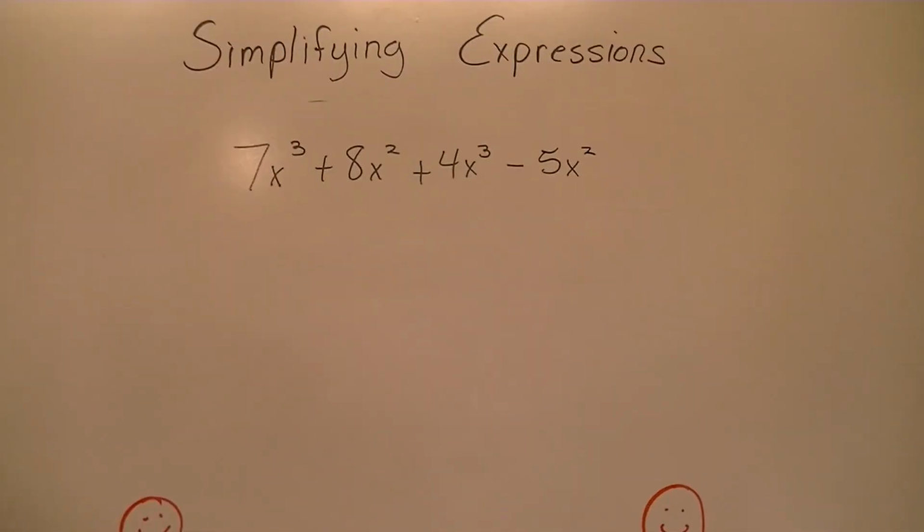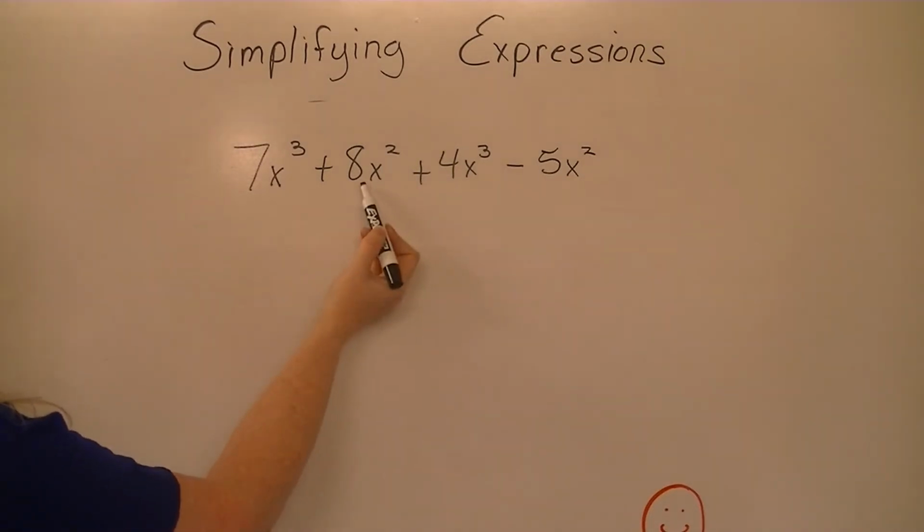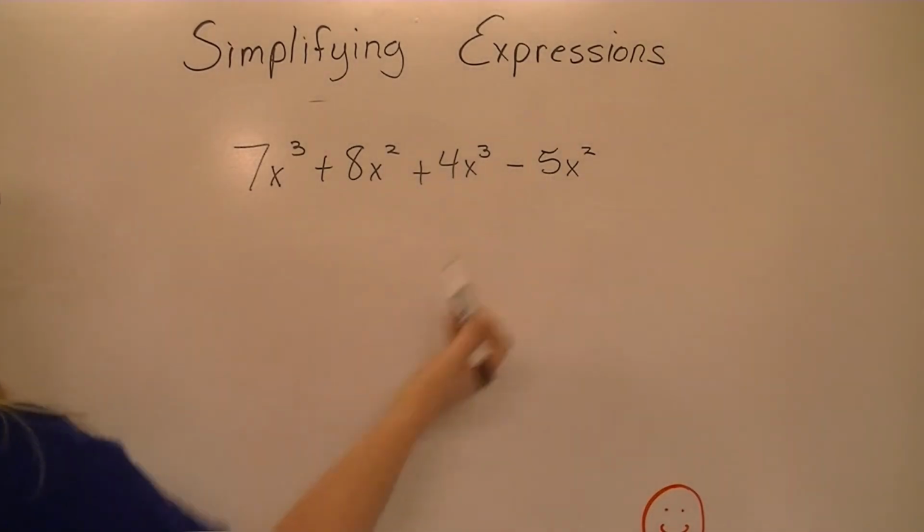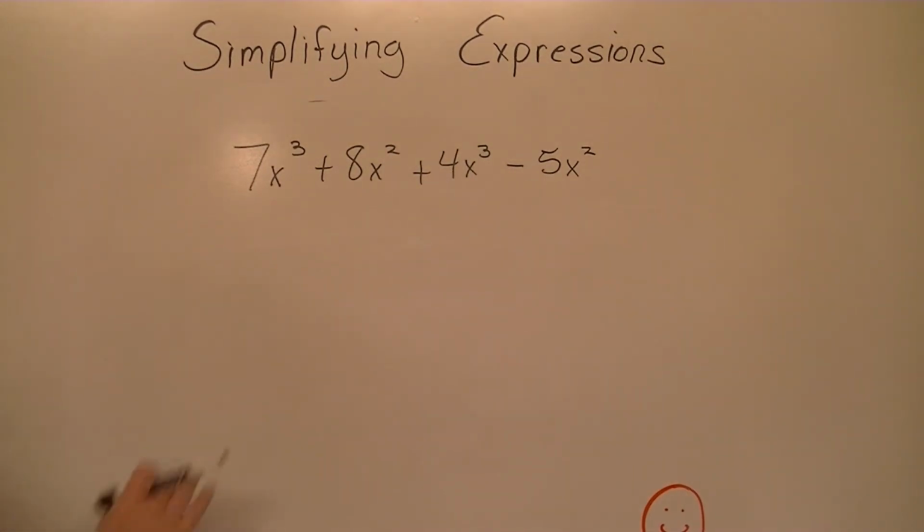Alright, this one's a little bit more complicated, but it's fun and easy. You can only combine terms that have the same variable to the same power. So let's talk about what a term is. This is a term, this is a term, this is a term, and this is a term. Terms are separated by addition or subtraction signs.